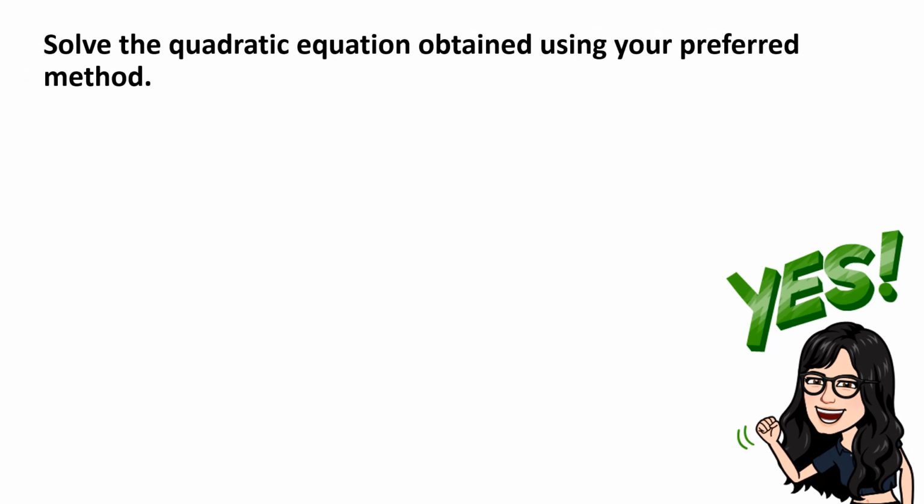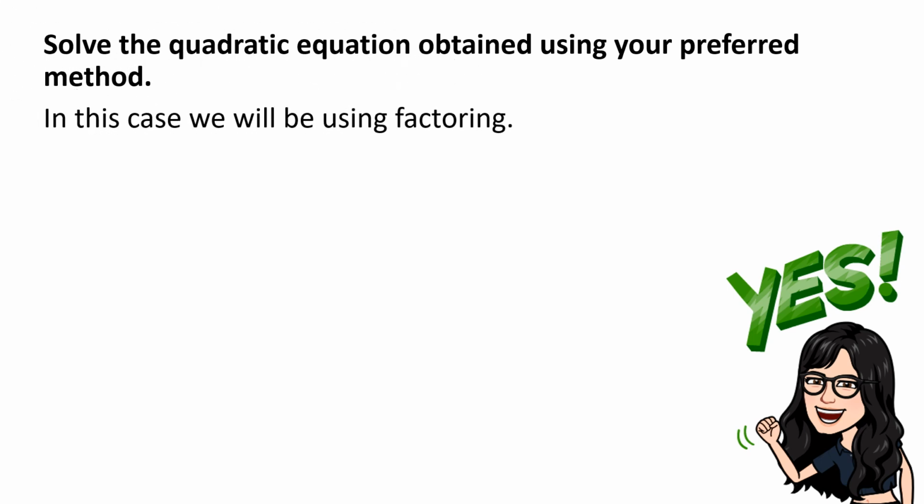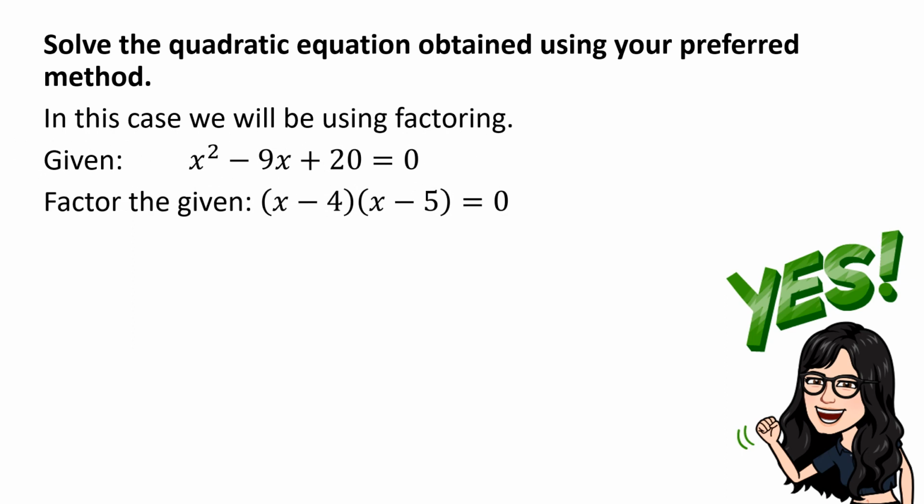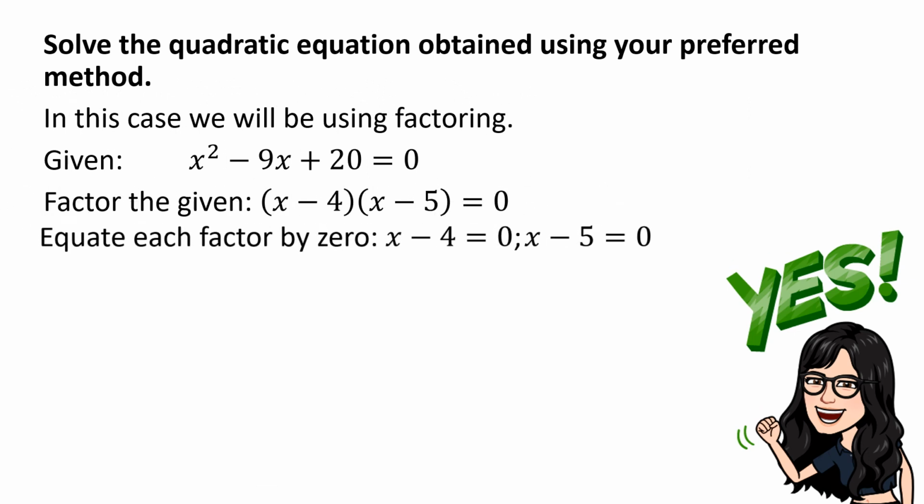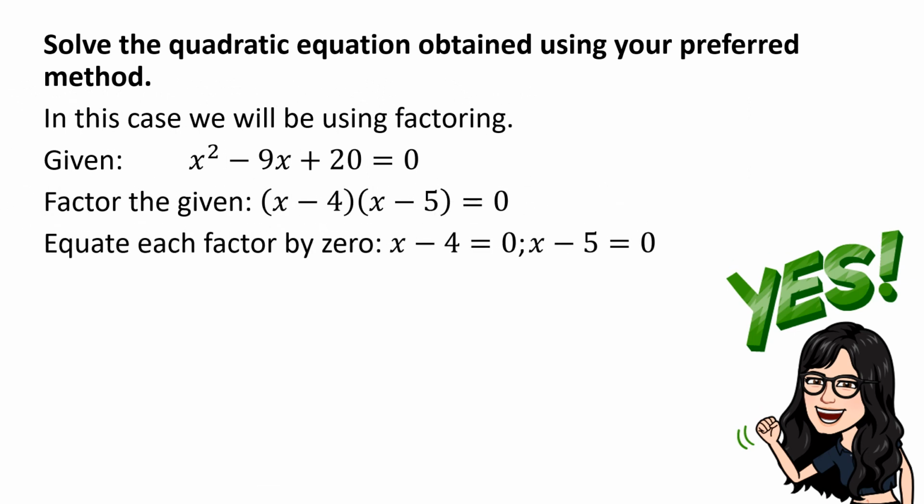Now, solve the quadratic equation obtained using your preferred method. In this case, I will be using factoring. However, the quadratic formula can also be used in this example. Now, our given is x squared minus 9x plus 20 equals 0. Now, factor the given. The factors of the quadratic equation will be x minus 4 times the quantity x minus 5 equals 0. Equate each factor to 0, which gives us x minus 4 equals 0 and x minus 5 equals 0.